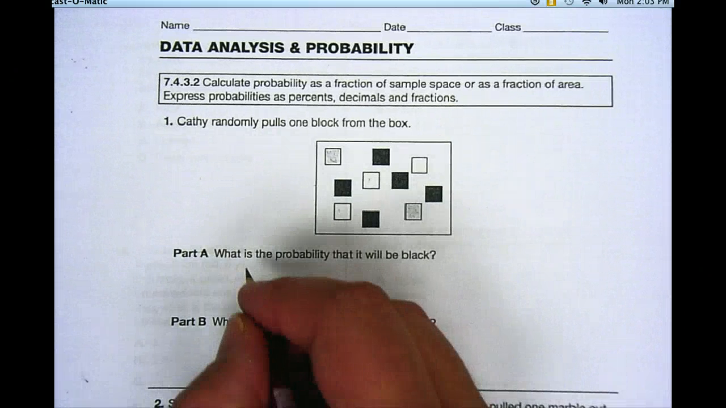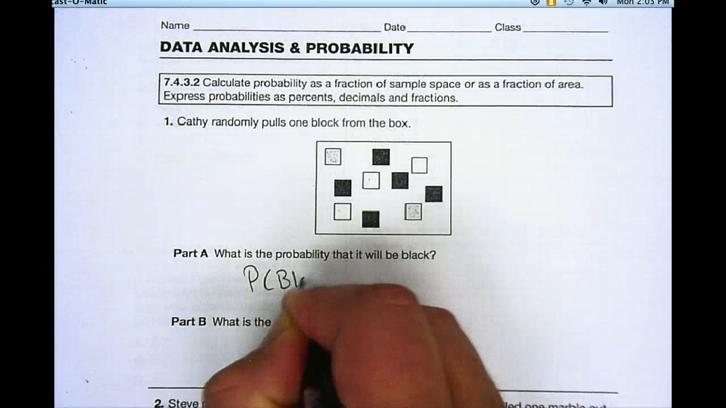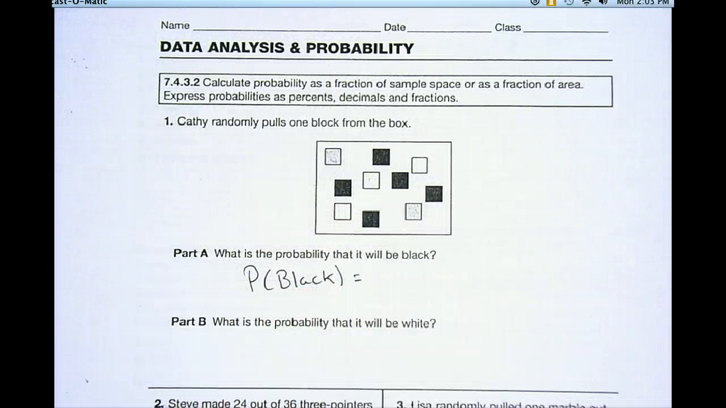So I always write my probability of black. I need to write it like that, and I get used to writing it like that. The P means probability, and inside the parentheses, black, and that's the outcome that I'm looking for. So what's the probability of getting a black cube?